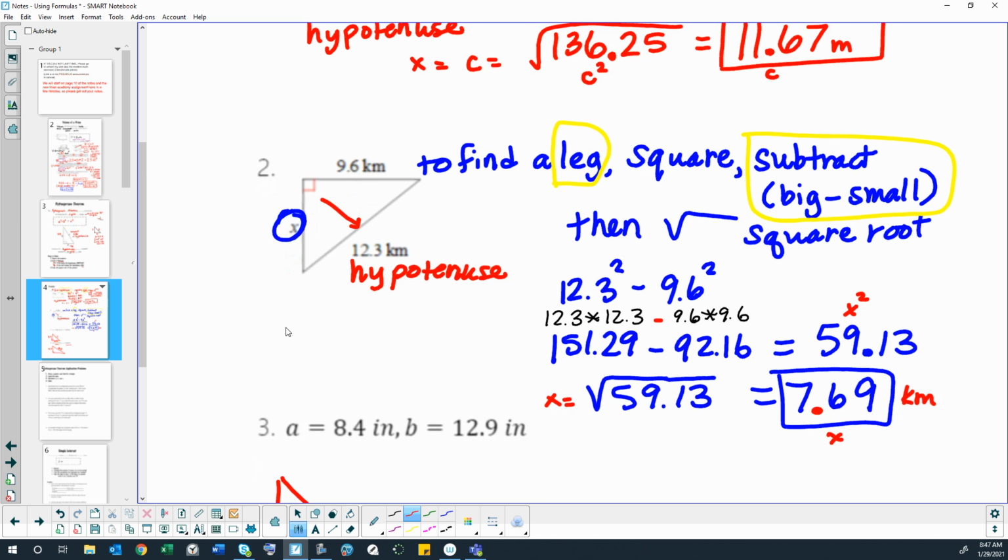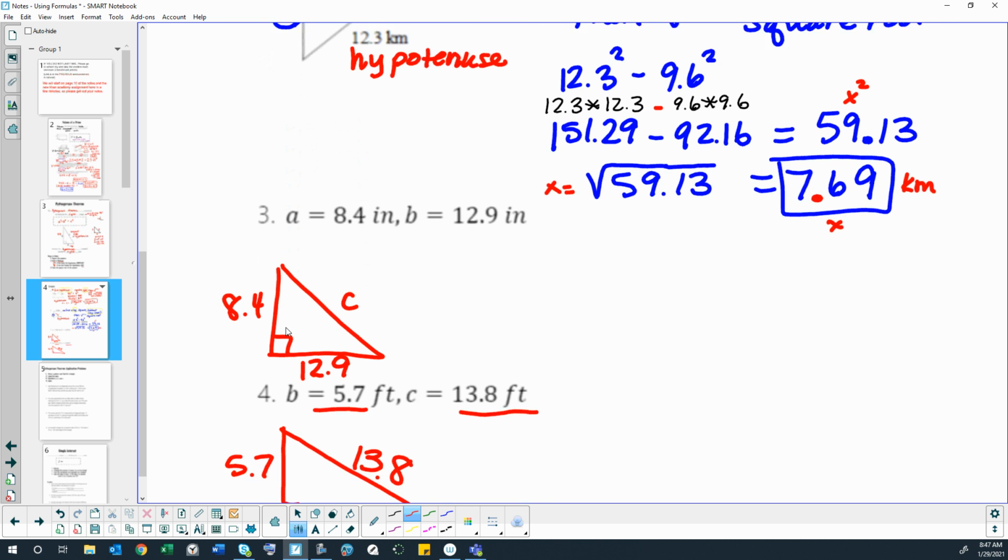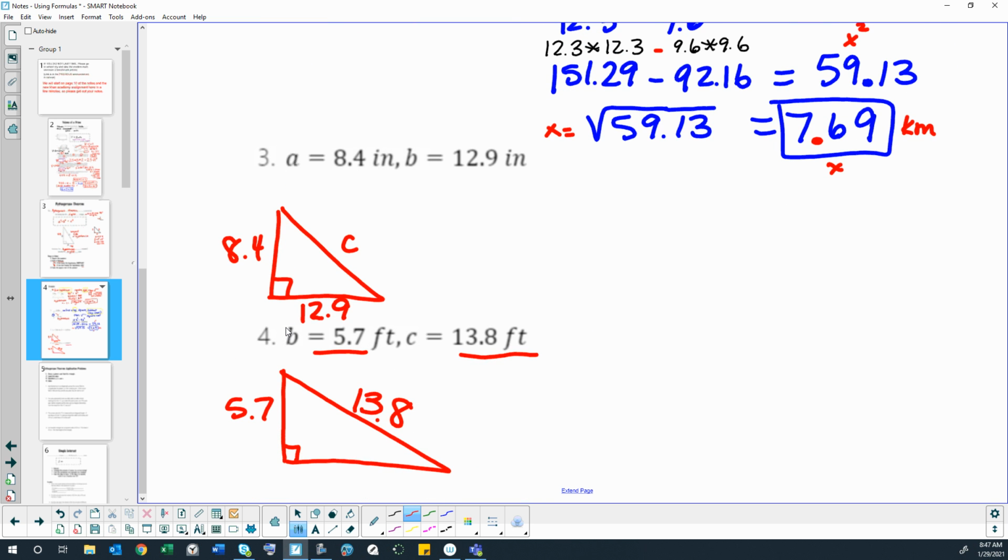So why don't you give these last two problems a try. Draw yourself some pictures if you need to. Number 3 is going to be adding because we're finding the hypotenuse. Number 4 is going to be subtracting because we're finding the leg. So I want you to give those a try on your own, and then check your answers. Number 3, your answer should be 15.4. And number 4, your answer should be 12.6.